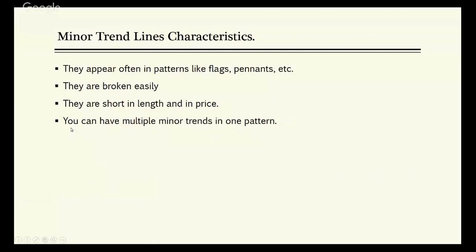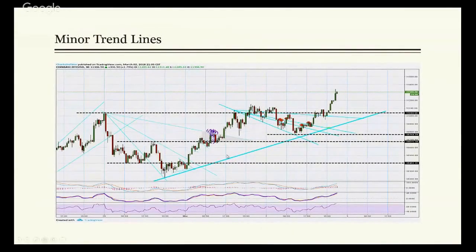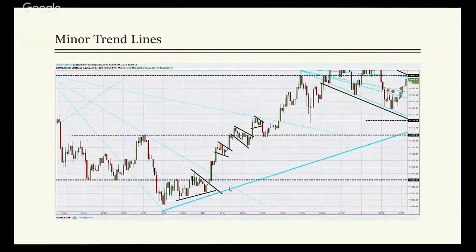You have multiple minor trend lines in one pattern, and this is something that I have put together. This is a bigger picture of trend lines and minor trend lines, but we're going to go over this. So these are all minor trend lines. As you can see, these are little patterns, but you draw the trend lines and those are easily broken. And the importance of understanding this is you don't rely on this to put your shorts or longs.